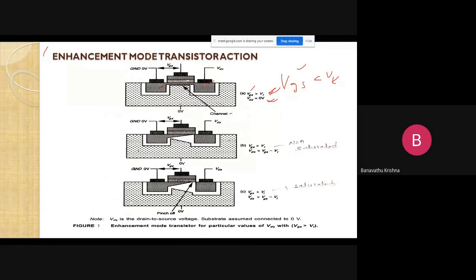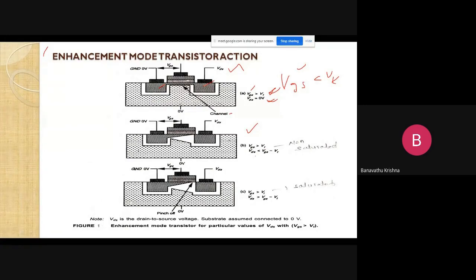Here the drain voltage is 0 volts. Due to that 0 volts applied at the drain, there is no movement of charge carriers from source to drain, and no movement of charge carriers obviously means there is no current. In the second case, VGS is greater than VT, which means the channel is available.